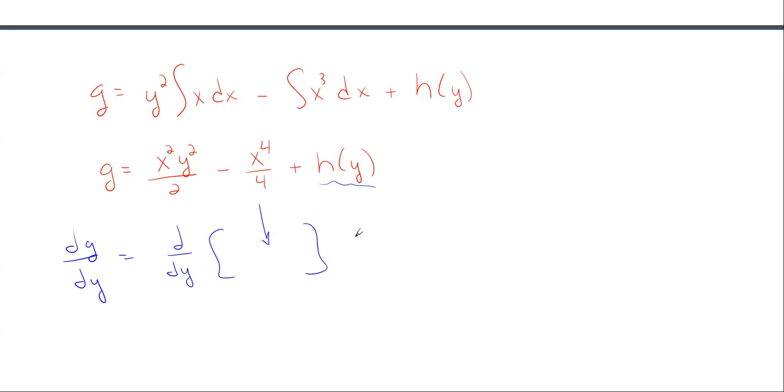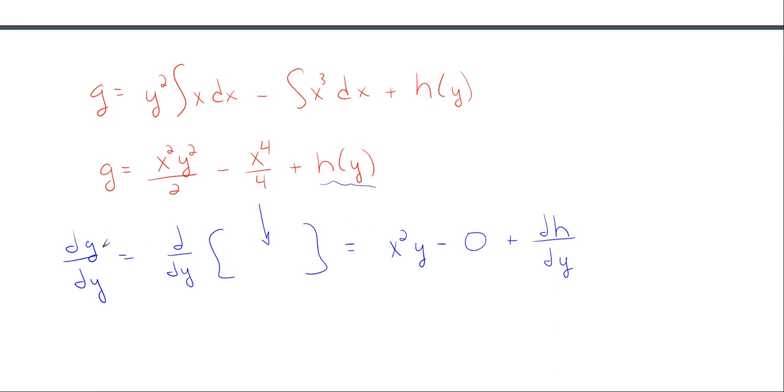And that's not super difficult. We'll just treat x as a constant. So that means that the partial derivative of x squared y squared over 2 with respect to y pops out to be x squared y. This middle section right here, since it doesn't contain any y terms, just goes to 0. And then we would have the partial derivative of h with respect to y here at the end.